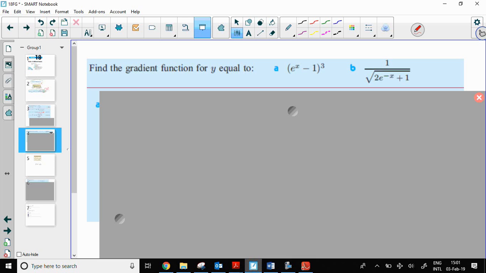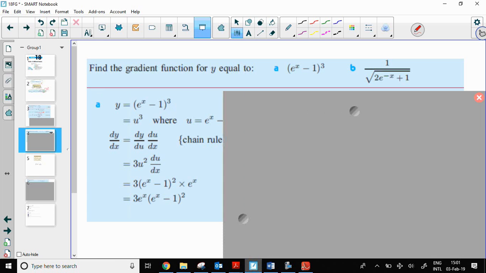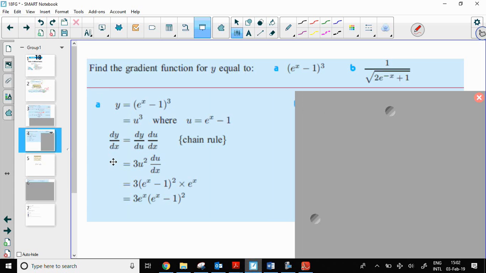2 more examples. E to the x minus 1 cubed. We could expand that. Personally, I think that's too much work. Easier just to use the chain rule. For me, I'm not writing down all of this u stuff. I think that's an excessive amount of work.